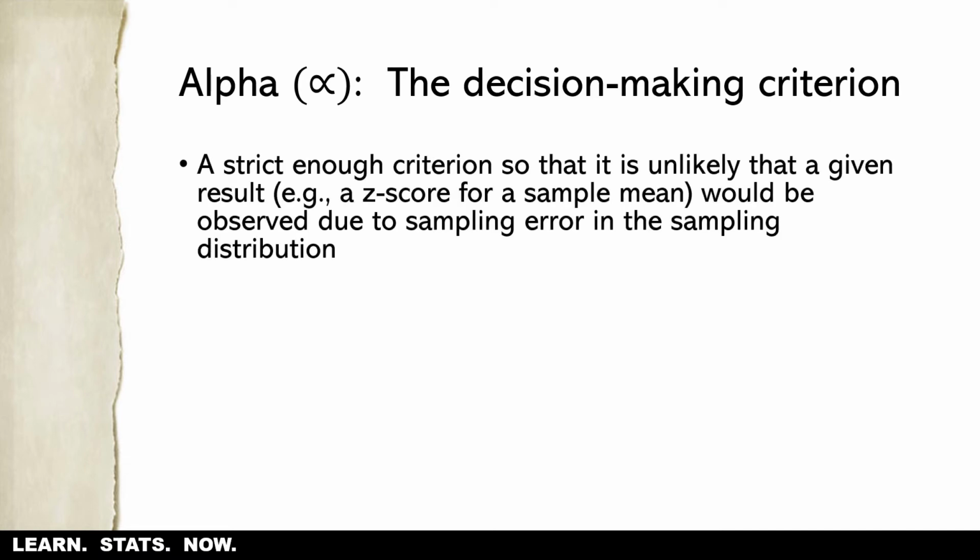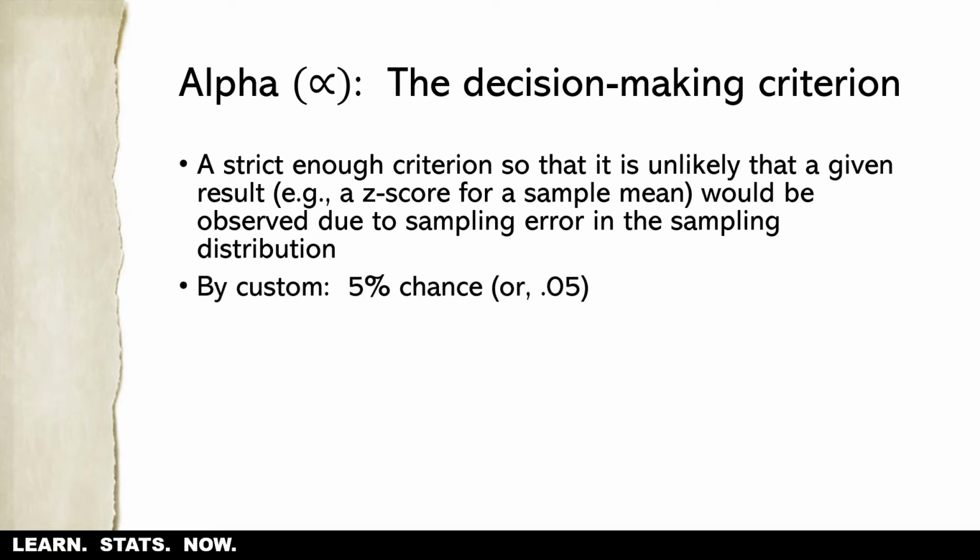And we need a criterion that's strict enough that it is unlikely that a given result, for example, we're looking at a Z-score for a sample mean right now, that the result we ended up computing would be observed due to sampling error in the sampling distribution. The reason is you don't want to conclude, for example, that an intervention or some manipulation of the independent variable had a true effect if it's possible or even likely that any difference between the sample mean and the population mean was simply due to sampling error. That wouldn't make any sense, right? Because those are just chance factors.